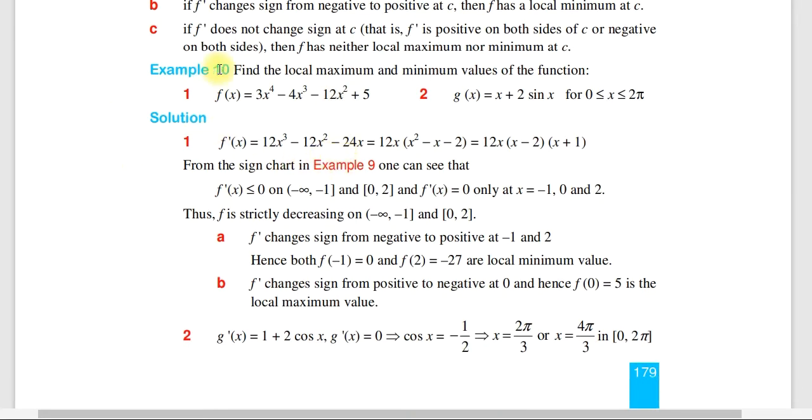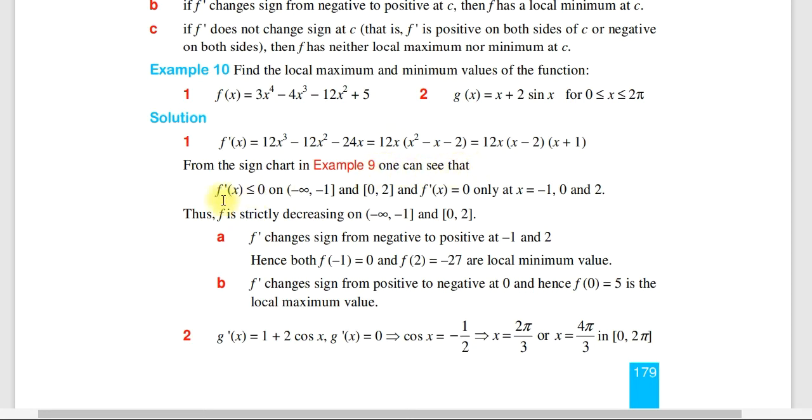ስለዚህ ሶሉሽናችን ላይ ሎካል ሚኒመም እና ማክሲመም ለመፈለግ መጀመሪያ ዳይሬቬት እናረጋለን. ስለዚህ f prime of x which is equal to 12x cubed minus 12x squared minus 24x, which is equal to ይሄን ደግሞ ፋክተራይዝ እናረጋው 12x times (x squared minus x minus 2) ይሆንልናል. አሁን x squared minus x minus 2 ፋክተራይዝ ማድረግ ስለሚቻል 12x times (x minus 2) times (x plus 1) ይሆናል ማለት.